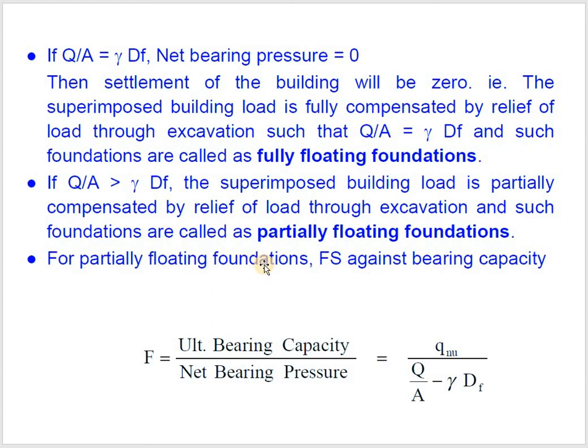And if you are excavating the soil but you are not getting that gamma dF equal to Q by A, then also it is called a floating foundation, but you call it a partially floating foundation because the net bearing pressure is not 0. So for a partially floating foundation, this is the factor of safety: ultimate bearing pressure by net bearing pressure. Ultimate bearing pressure, you know, Q NU, divided by Q by A minus gamma dF.